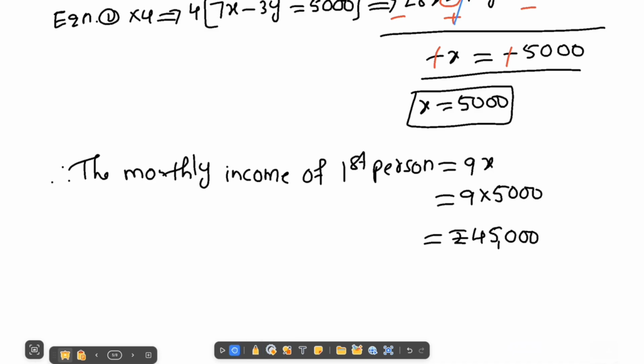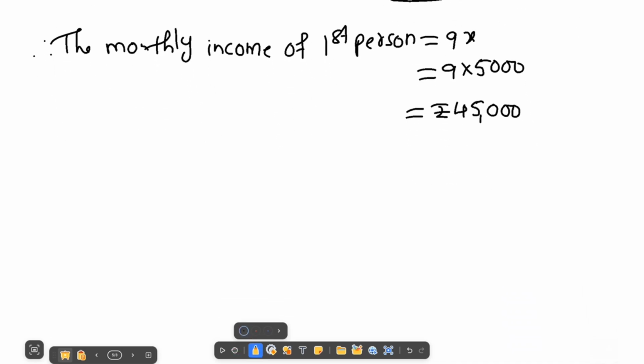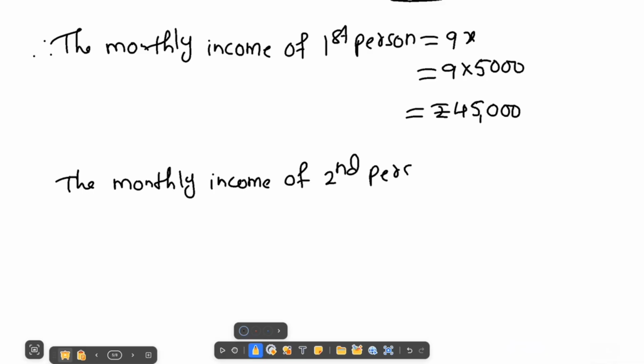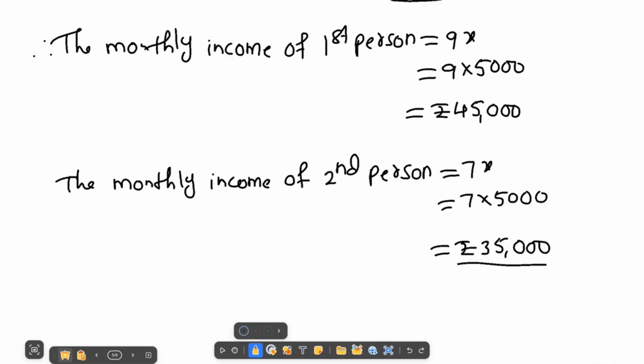Next, monthly income of second person. So therefore the monthly income of second person is 7x, 7 into 5,000, rupees 35,000. So this is the solution for this question.